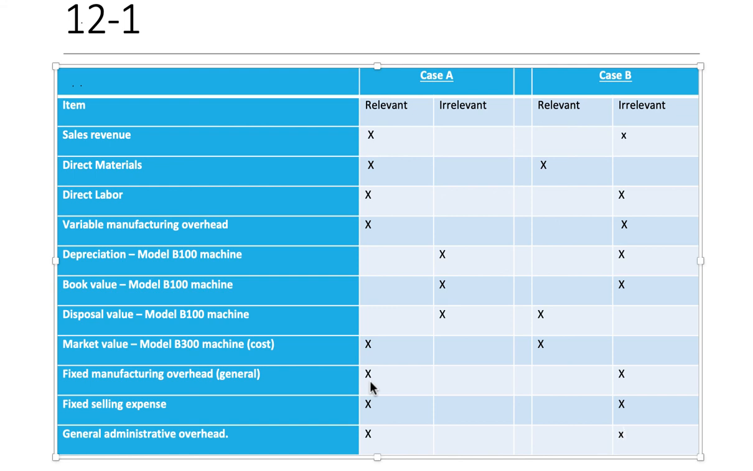Okay? So if you're still a little confused on what's relevant, what's irrelevant, the key is to make sure you understand the problem. What are we doing? What are our choices? Once you've got that under your belt, you think, okay, does that cost or revenue differ under each of the scenarios that I have here? If it does, it's relevant. If it does not differ, then it's irrelevant.